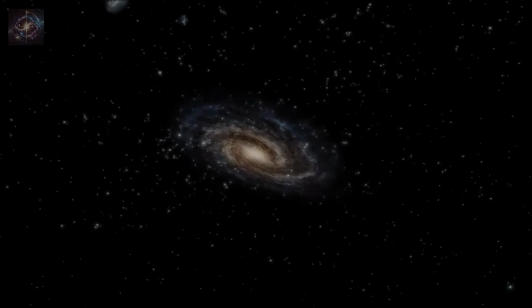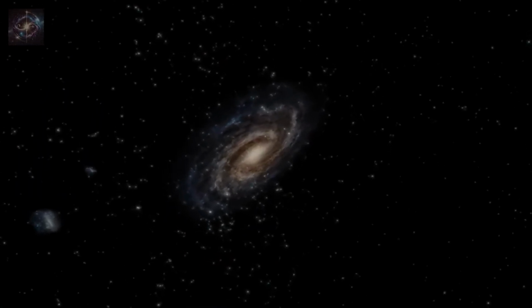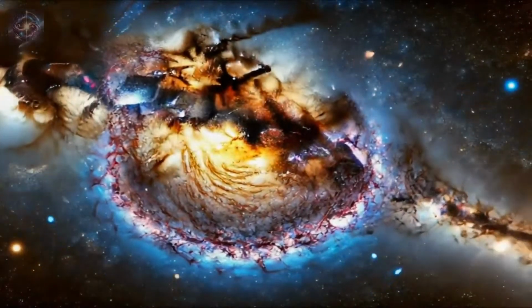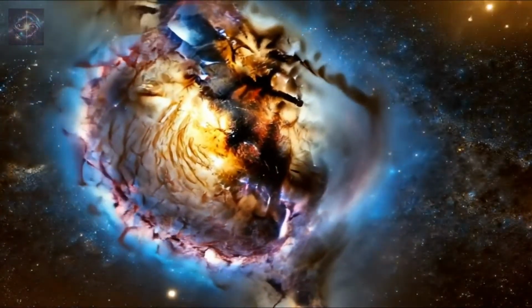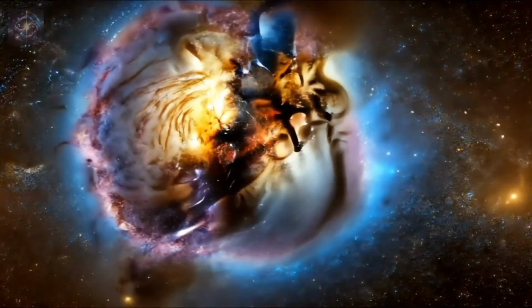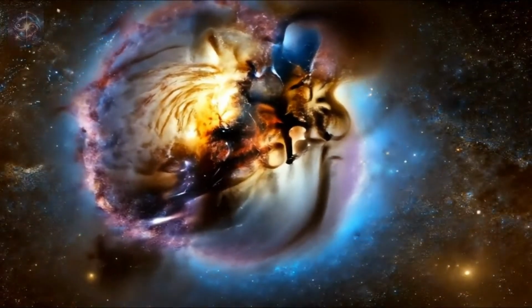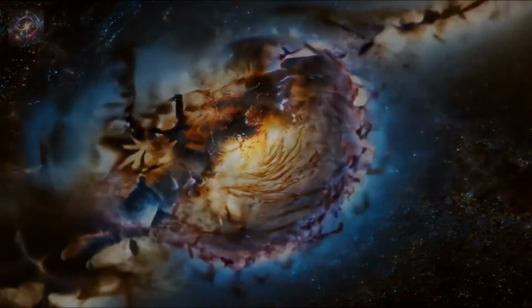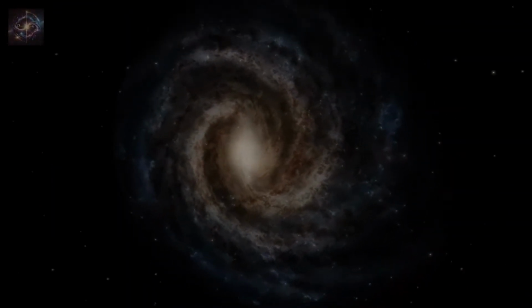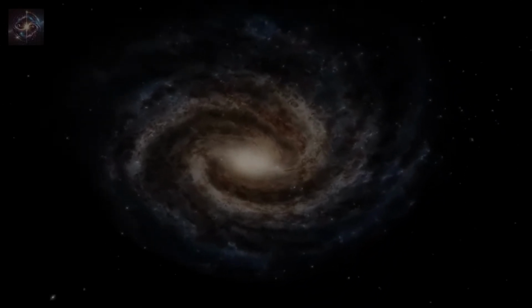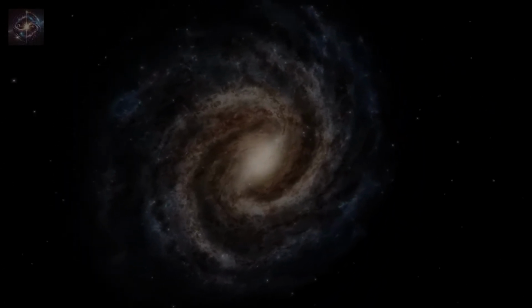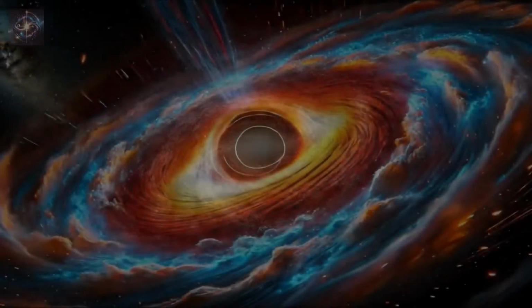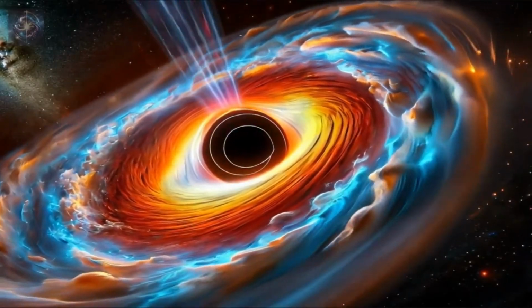The Milky Way is a massive, complex structure, spanning over 100,000 light-years and containing hundreds of billions of stars. Its disk rotates at speeds exceeding 200 kilometers per second, while its central bulge houses some of the galaxy's oldest stars. The galaxy is also surrounded by a halo of dark matter, which provides the gravitational framework that holds it together. This halo contains ancient globular clusters, remnants of the Milky Way's earliest days.